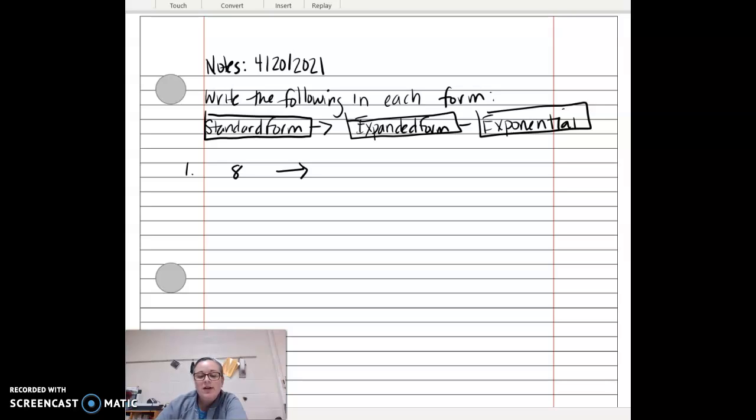Expanded form was just your bunch of numbers multiplied together. So we know that 8 could be written as 2 times 2, which is 4 times 2, which is 8, which then could be put into exponential form. 2 times 2 times 2, the base is 2, and then our exponent, we multiply that 3 times, so 2 to the third power.